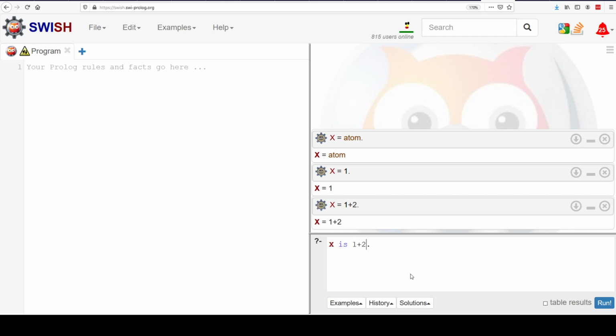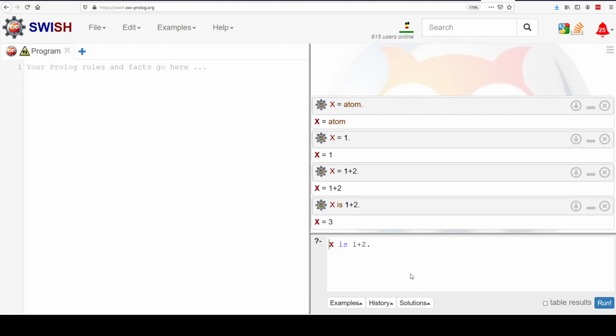The word is, though, when used with a mathematical expression, allows us to add things together. So the key is when we're using any sort of mathematical expression, and we'll see this start to show up as we go through, but when we're doing mathematical expressions, you need to use is instead of an equal sign. So that way we assign values instead of expressions.